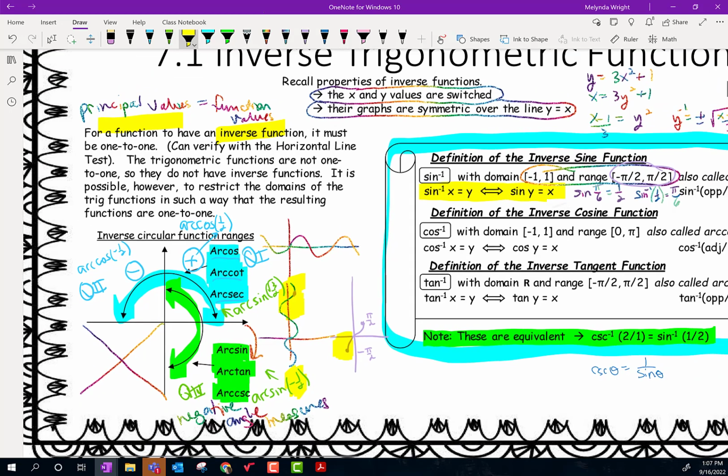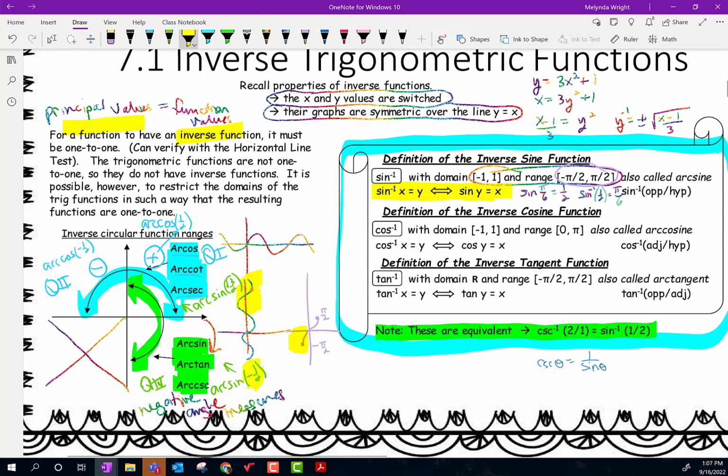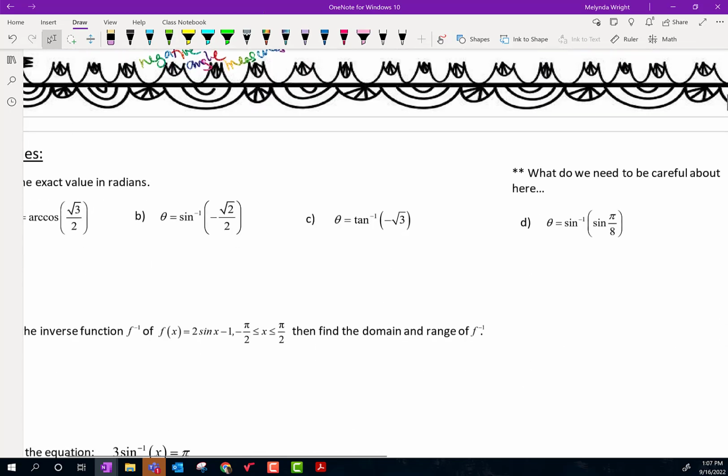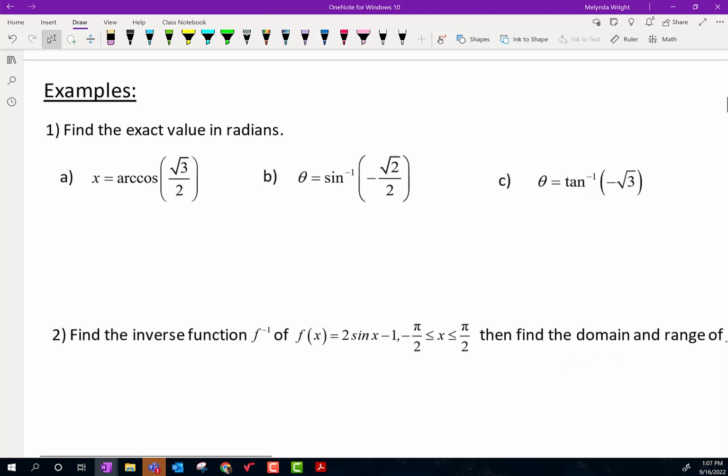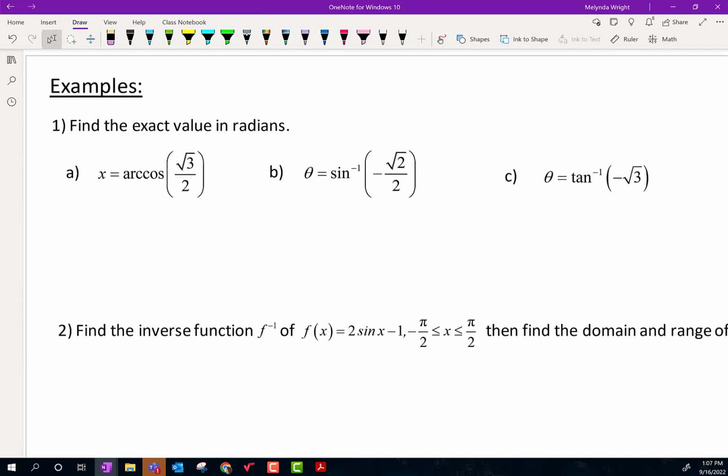So we talked about the concepts that we're going to be working with today. Are there any questions about those concepts? Okay, so let's move to our example page. We're going to use these concepts. All right, so find the exact value in radians. So we note that this is radians.